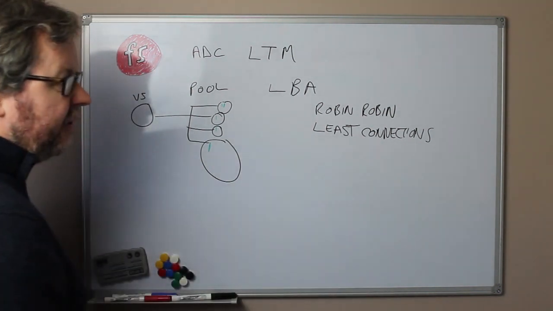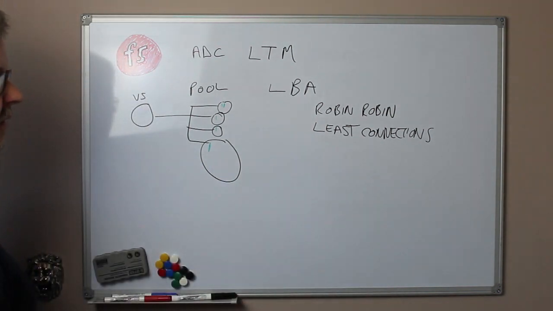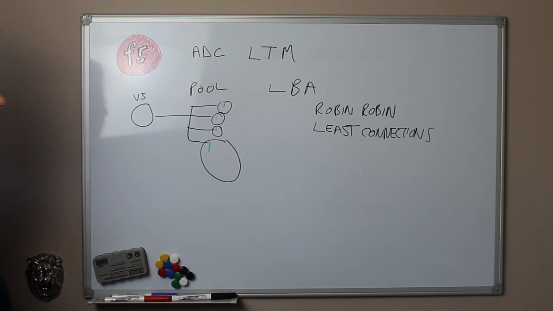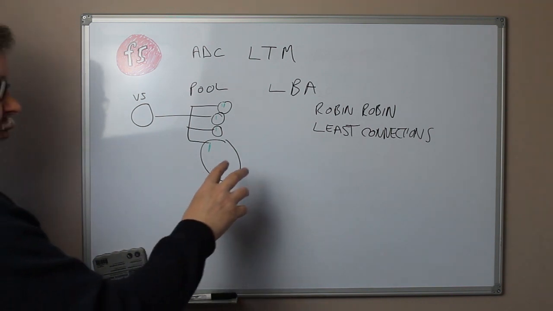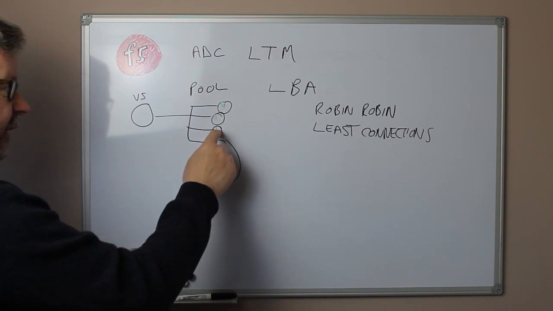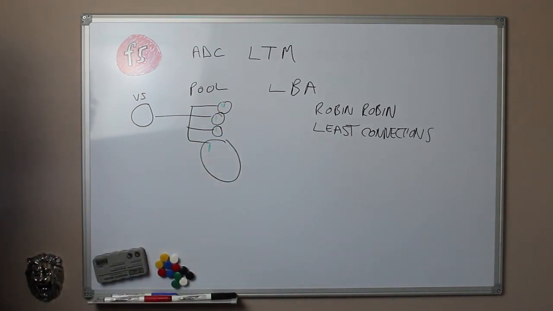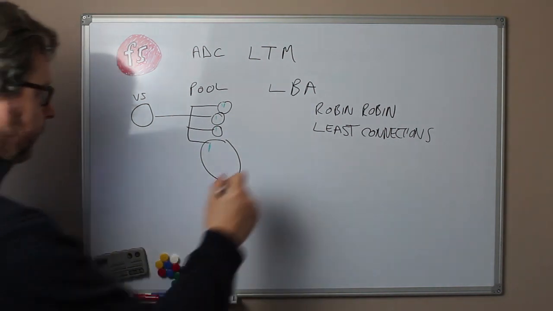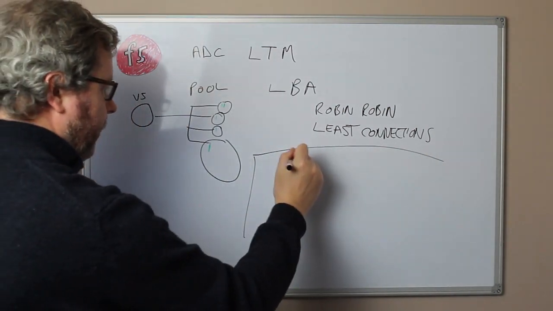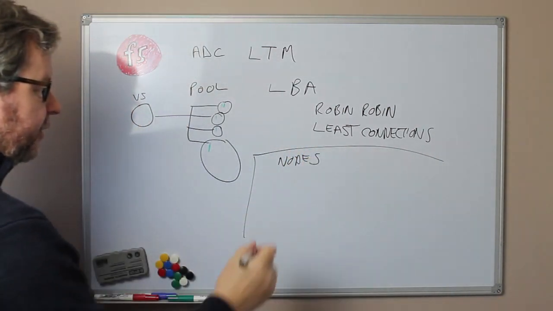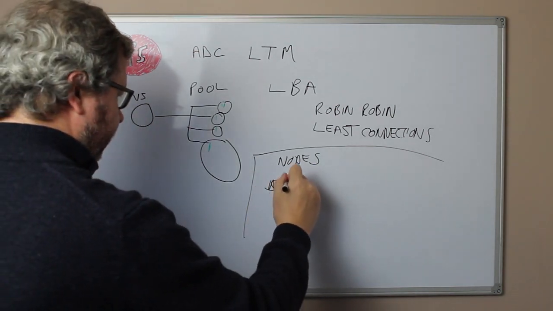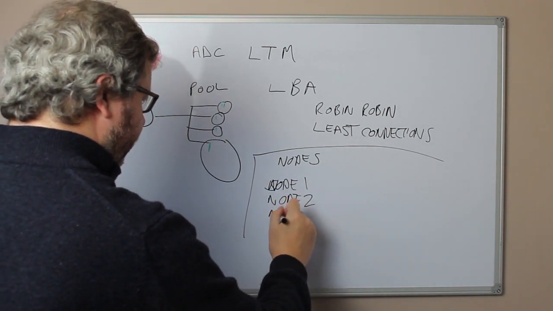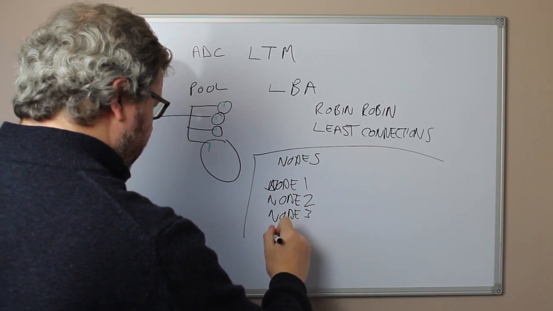So least connections, there are at least two different kinds of profiles for least connections. You can have least connections pool members, or you can have least number of connections for the nodes. The pool members themselves are actually defined as nodes. So if we think of nodes, we would define all of the endpoints as node 1, node 2, node 3, node 4.